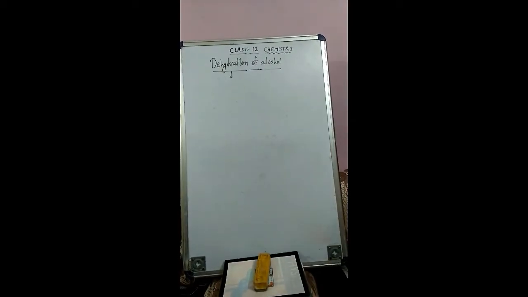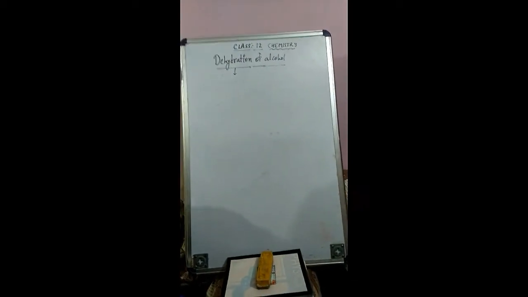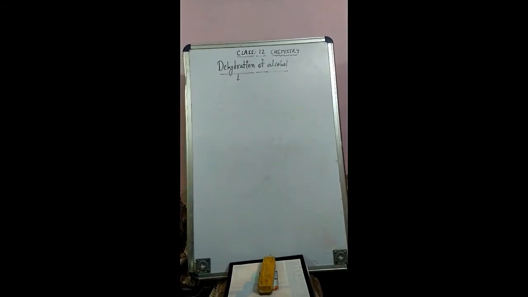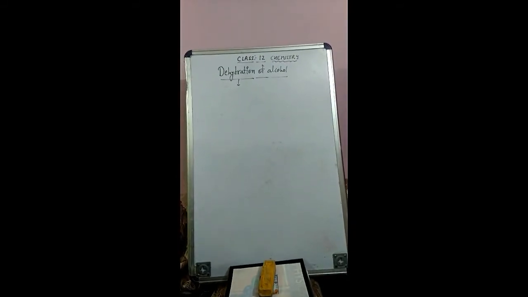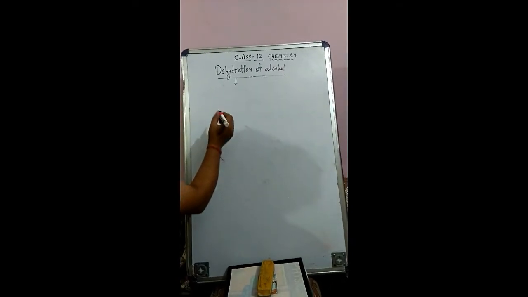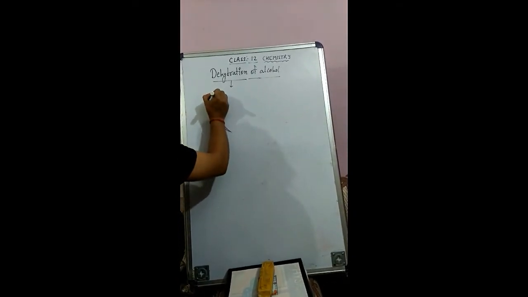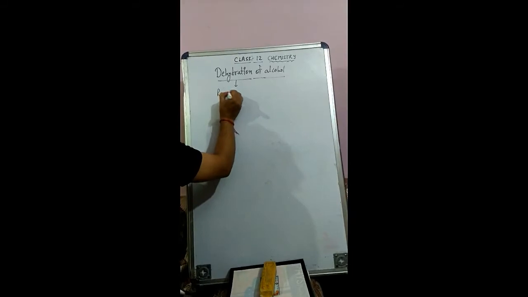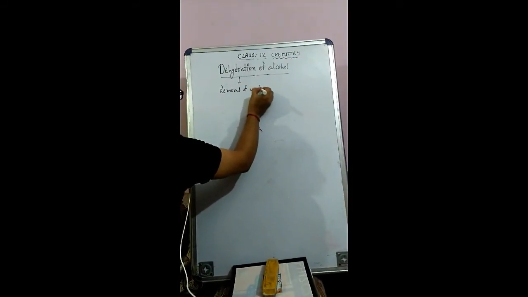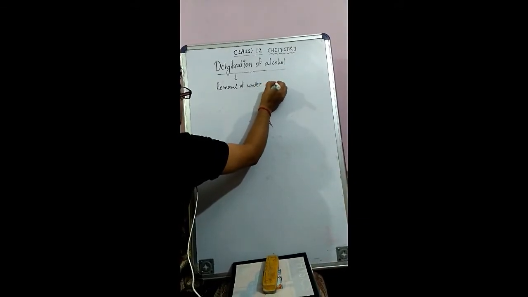Thank you. Good morning students. Today's video is for class 12th students, and today I will discuss the chemical properties of alcohol, in which the first topic I have taken is dehydration of alcohol. Dehydration of alcohol means removal of a water molecule.